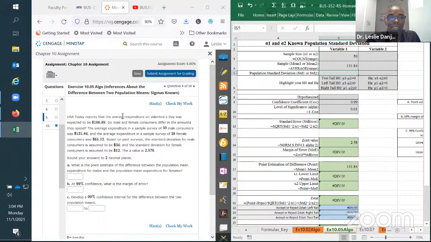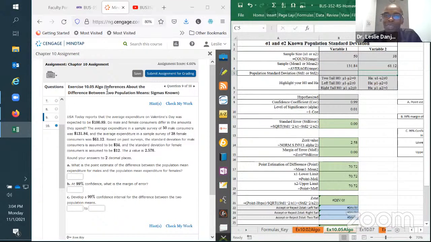All right, and the average expenditures in a sample survey of 38 females. All right, we got 38 females. How much did you guys spend? $61. Well, what? All right, I'm gonna need some more money spent on me for Valentine's. I know I'm taking it personal.